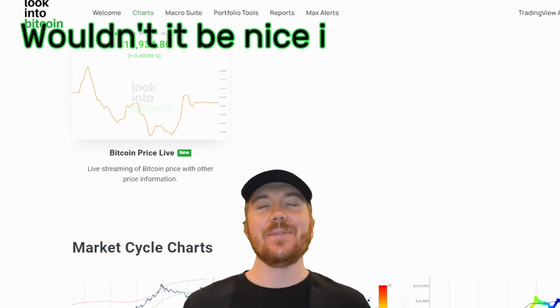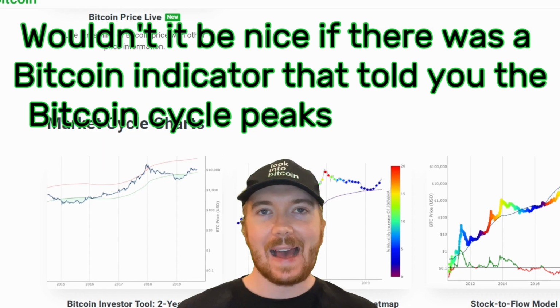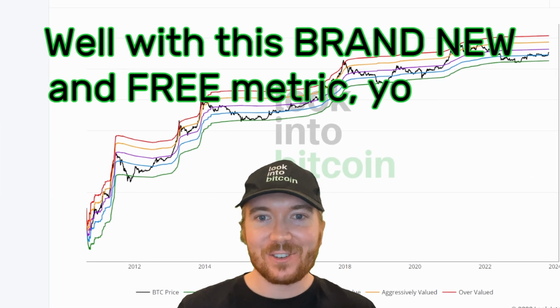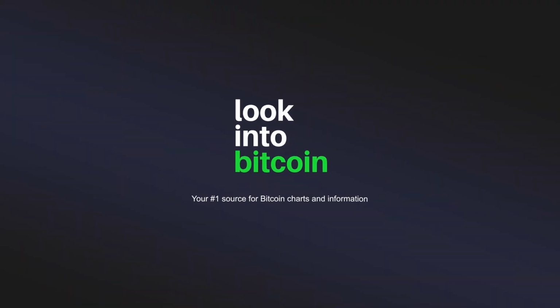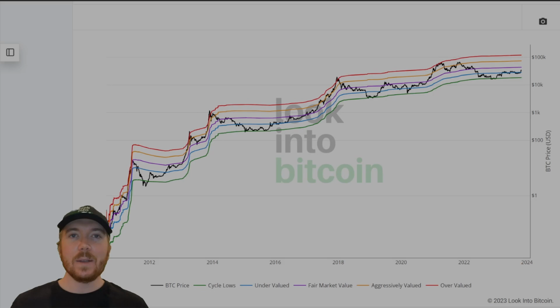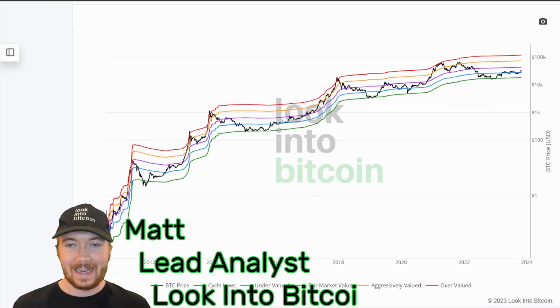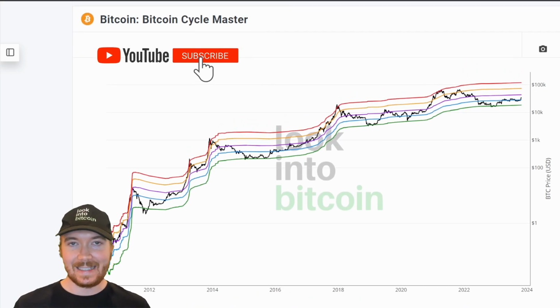Wouldn't it be nice if there was a Bitcoin indicator that told you the Bitcoin cycle peaks and bottoms? Well, with this brand new and free metric, you can have exactly that. Today, we're looking at the new Bitcoin cycle master chart from Look Into Bitcoin and how it can help you to improve your Bitcoin investing and analysis.